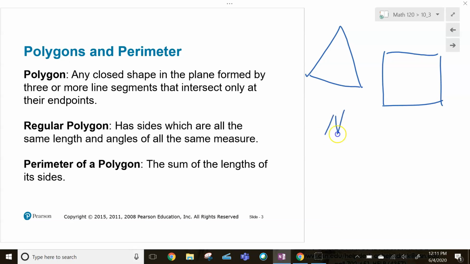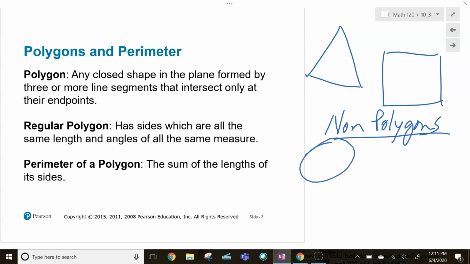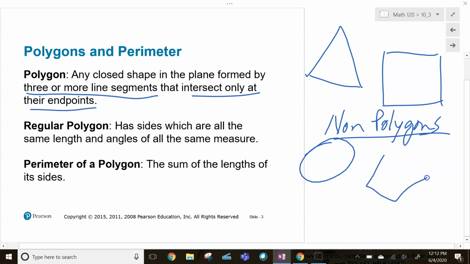So here's some non-polygons. A circle's not a polygon. Again, you've got to have three or more line segments and they've got to intersect at their endpoints. Here's another one. Notice they don't meet. Here's one more. They don't meet at the endpoints, right? Look at that. They're intersecting inside that line segment there.